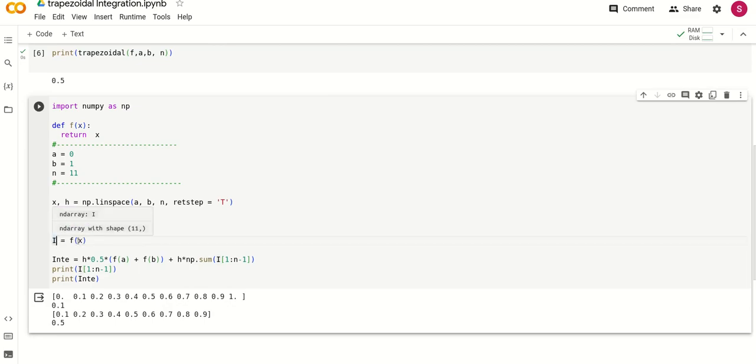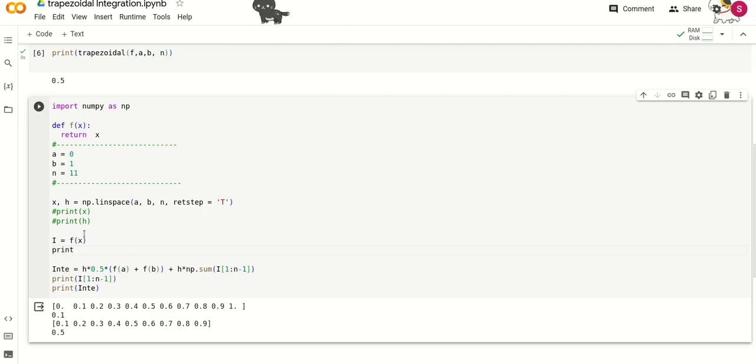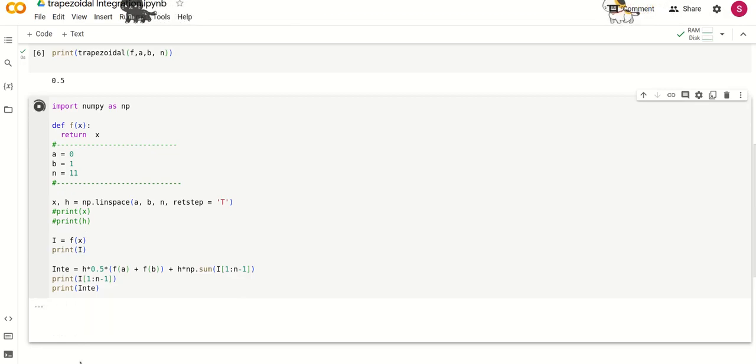Now I create some array I, which is a function of x. Since x is an array, the function is computed at different values of these array points, and that is stored in another array, that is I. That means the argument of f is basically x. The x is an array, that means this function is called, and at each array point the function is computed and stored in I, and you take the print of I, and you will get that thing.